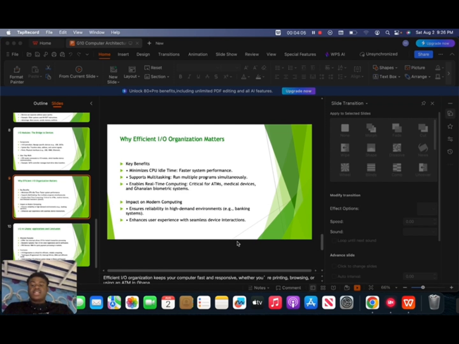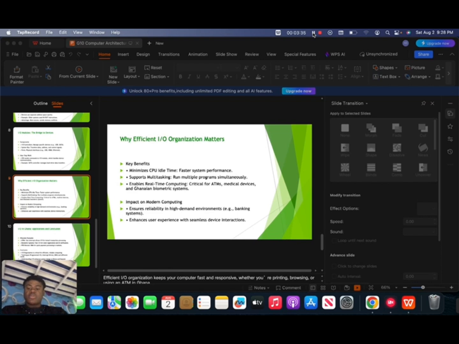The third one is that it enables real-time computing. That's critical at ATMs, medical devices, and Ghanaian biometric systems. That's just an example of real-time computing, where we are made to understand that real-time computing refers to systems that must respond immediately or strictly to instructions sent to them within a period or time frame.